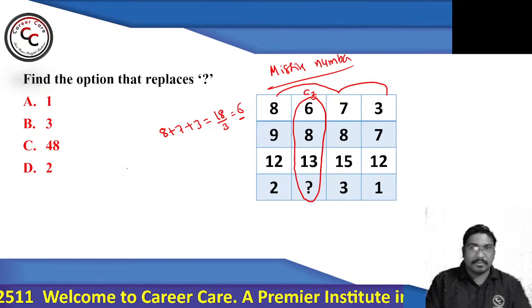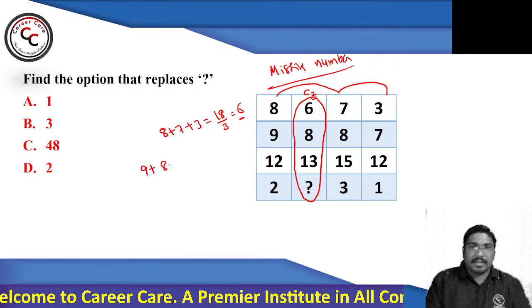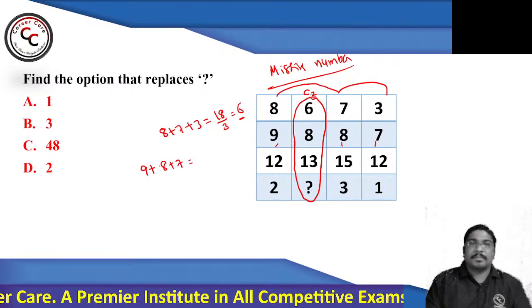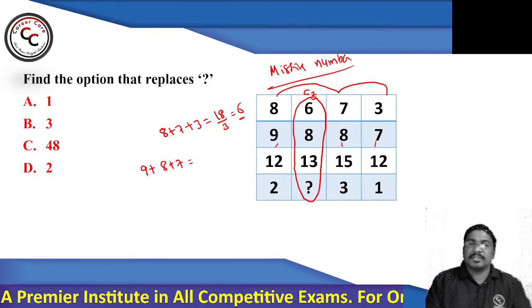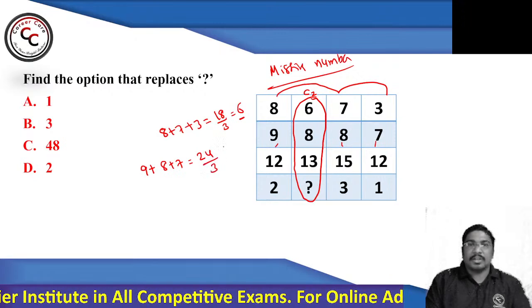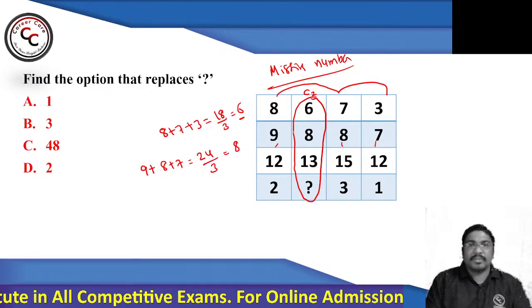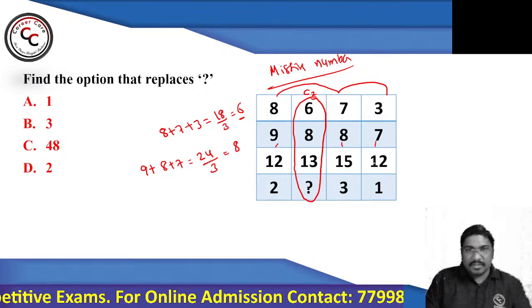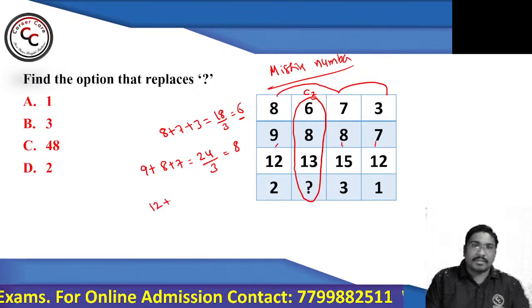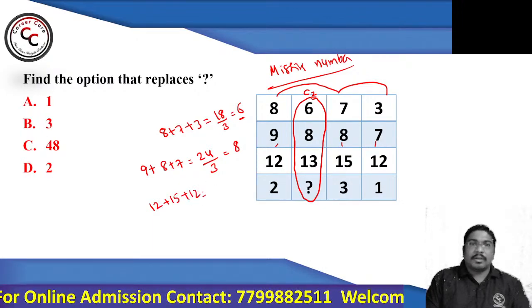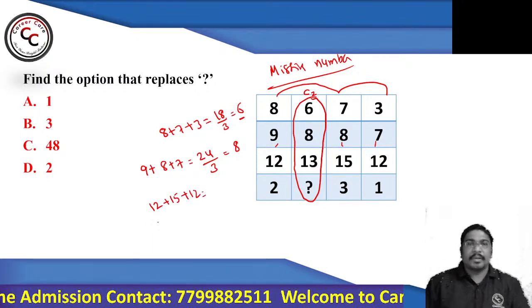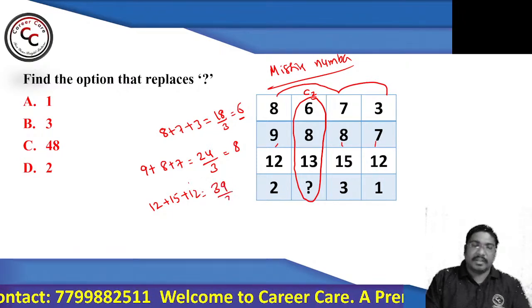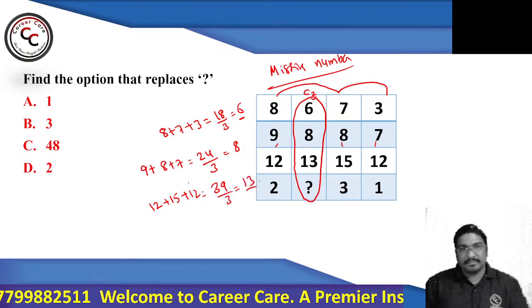Apply the same here. 9 plus 8 plus 7. 9 plus 7, 16. 16 plus 8, 24. So the logic is divided by 3. So 24 divided by 3, the answer is 8. Obviously, if you go for the next numbers, 12 plus 15 plus 12. 12 plus 15, 27. 27 plus 12, 39. So 39 divided by 3, you can call it as 13.